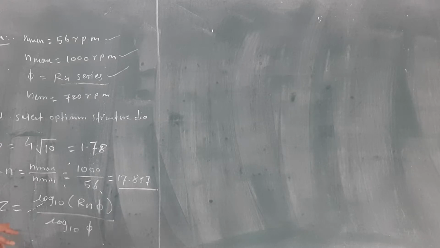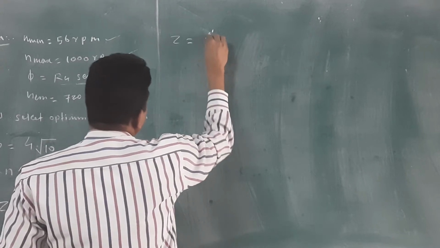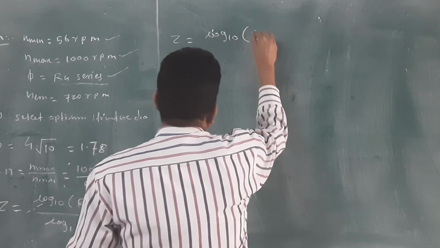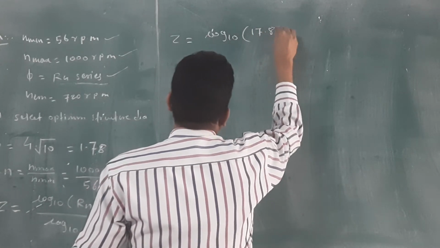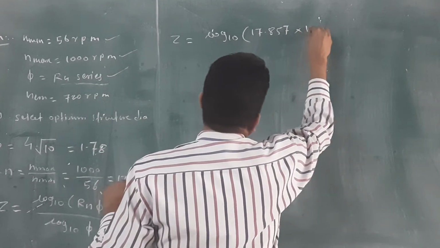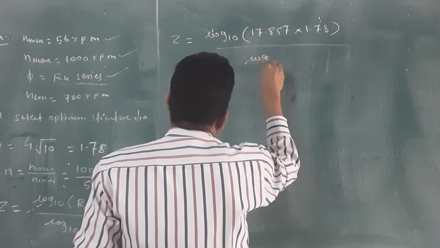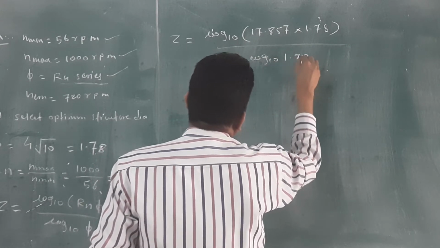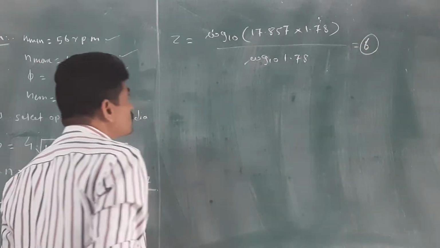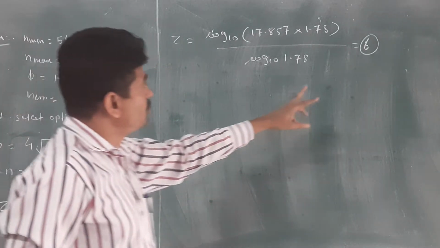We know that Z is equal to log 10 of Rn into phi divided by log 10 of phi. What is the value of Rn? Rn is 17.857, and what is the value of phi? Phi is 1.78, divided by log 10 of 1.78. Okay, you will get this value as 6, meaning the number of speed steps. We have got 6 speed steps.